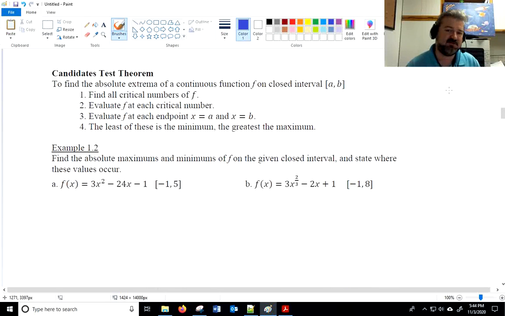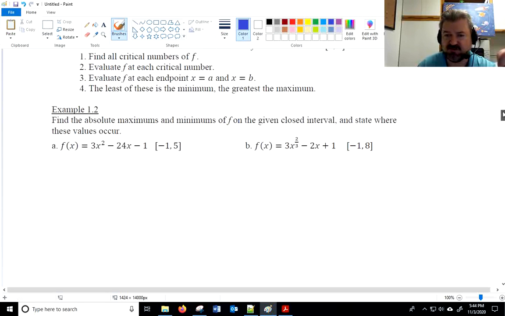So to find the absolute extrema, the Candidates test is simply a combination of the Relative Extrema Theorem with the extreme value theorem. Okay, it says first find all the critical numbers of f. Then evaluate each one. Then evaluate at the endpoints. The smallest of those is your min, the greatest is your max. And when you work this out and cite it for your theorems, you just cite the candidates test. And you show your work. As long as you show your work and cite candidates test, you're good.